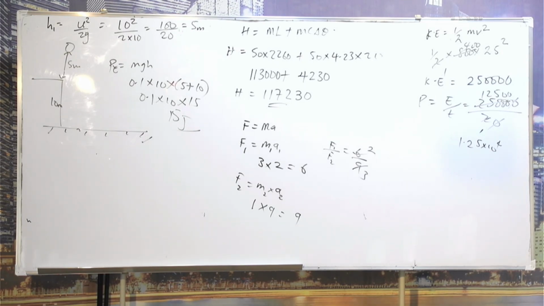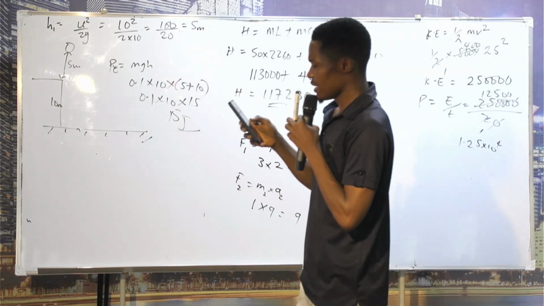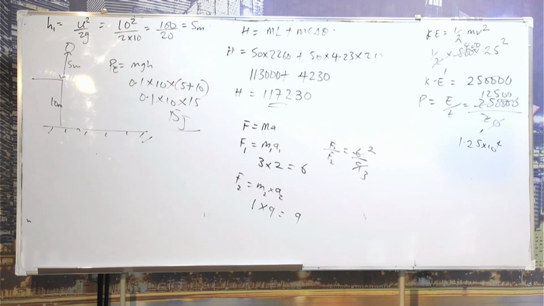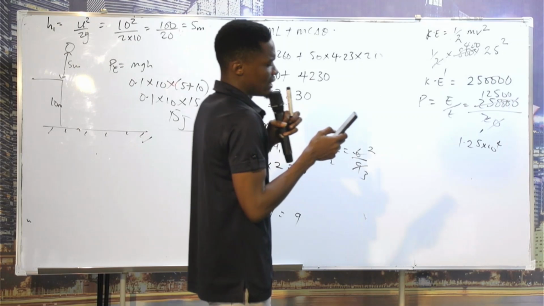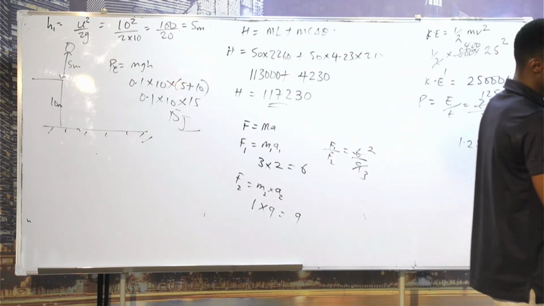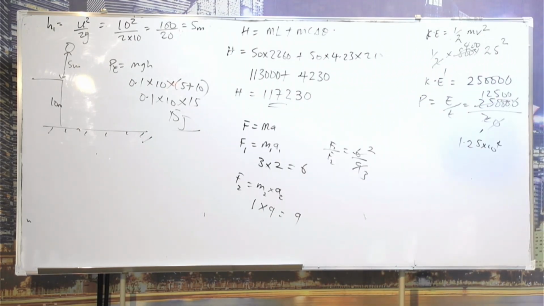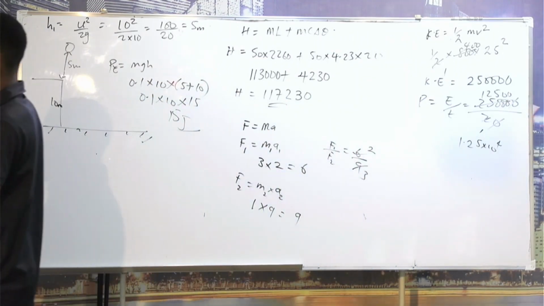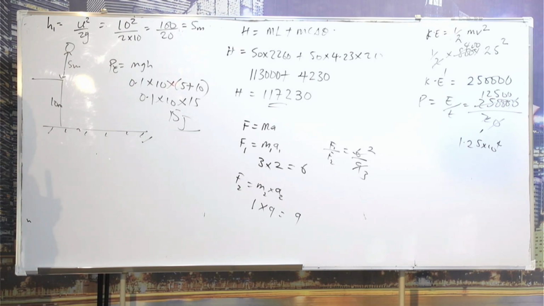What happened? What did they say? MV squared over T. Where is the half now? There's supposed to be a half. So where did the MV squared just come out from? It's supposed to be half MV squared, not just MV squared. Like I said, my answer is 1.25. Whatever you want to pick.